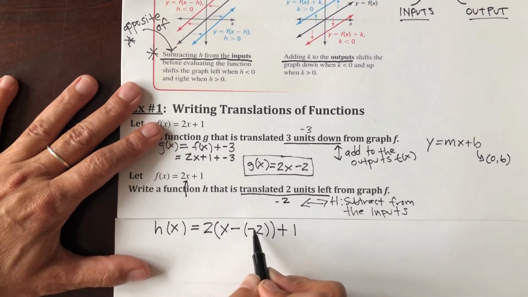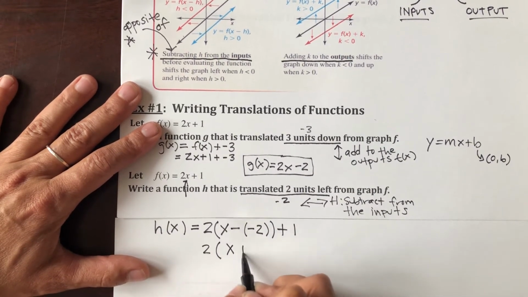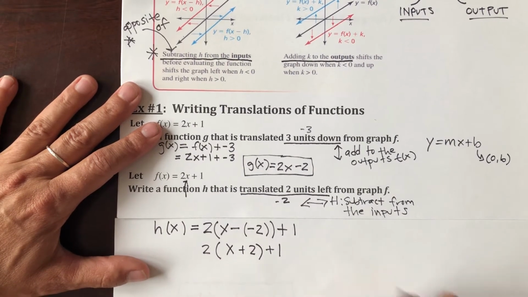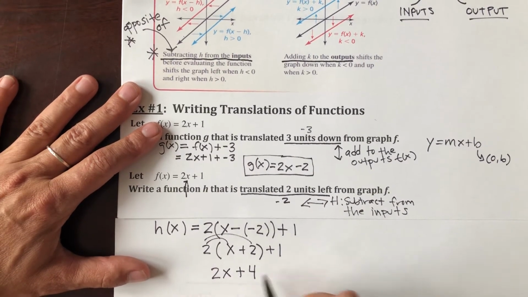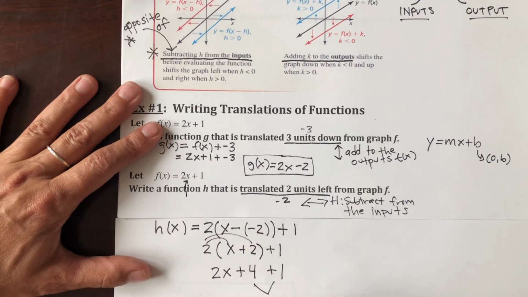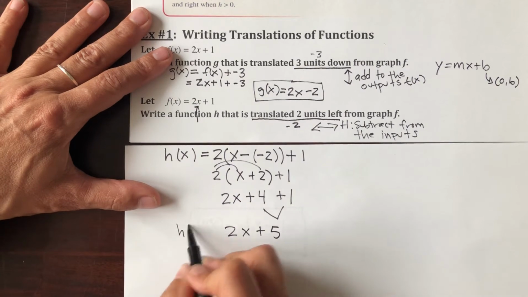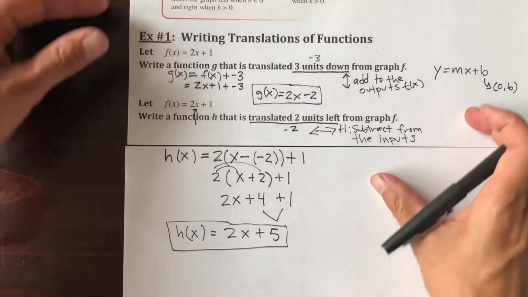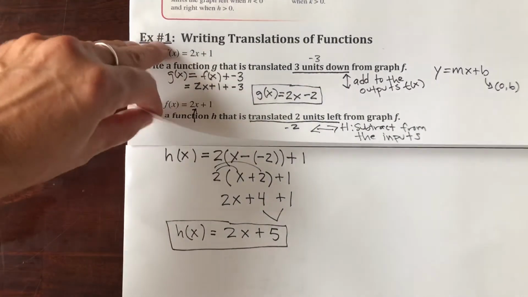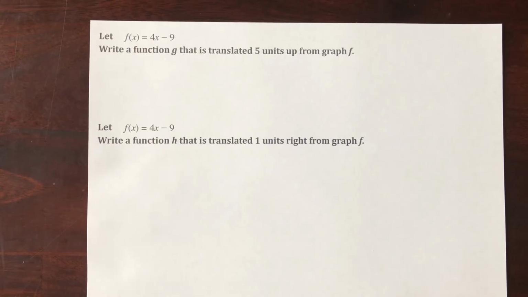Now remember, when you subtract a negative, minus a minus, you plus it. So this becomes x plus 2 plus 1. Then I have to distribute my 2, so 2x plus 4 plus 1. I combine my like terms and I get 2x plus 5 is my new function. All right, let's try one more example so we can get the hang of this. If you want to pause the video and try it yourself and then check it, that's a great idea.